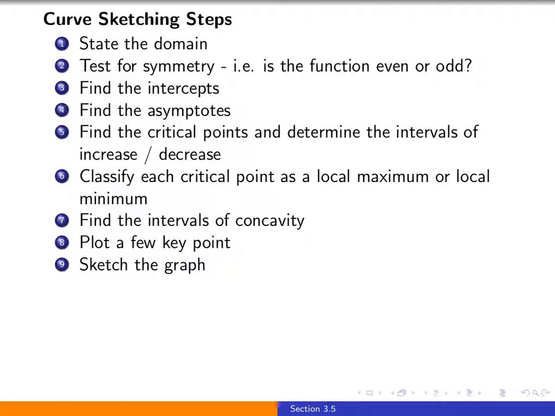We would like to find the critical points, determine intervals of increase, decrease. Use that information to classify the critical points. Then find the intervals of concavity. Plot a few key points as necessary, and then sketch the graph. So a lot of information here. Let's just see how we put this all into action.